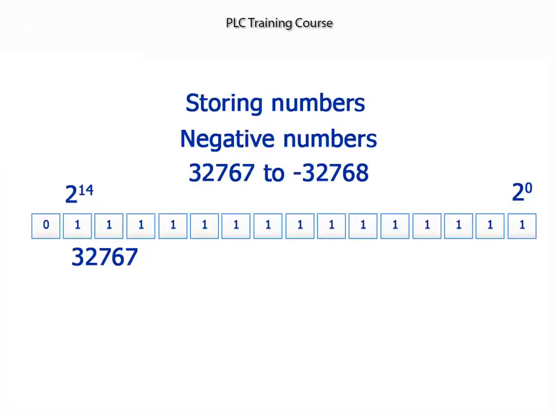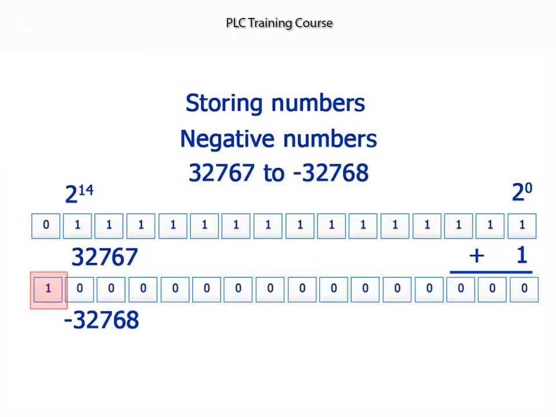32,767. You can check this by adding the values of 2 to the power of 0 plus 2 to the power of 1, etc. to 2 to the power of 14. Let's add 1 to the number. The number now has a 1 in the most significant bit. That means that it is a negative number.